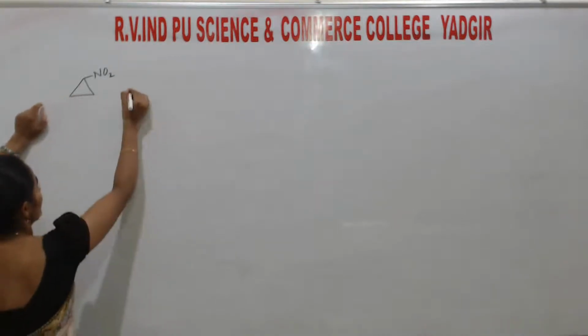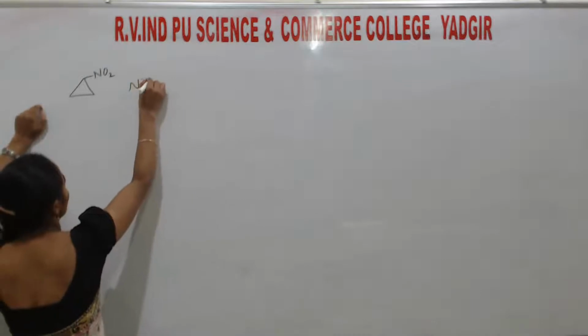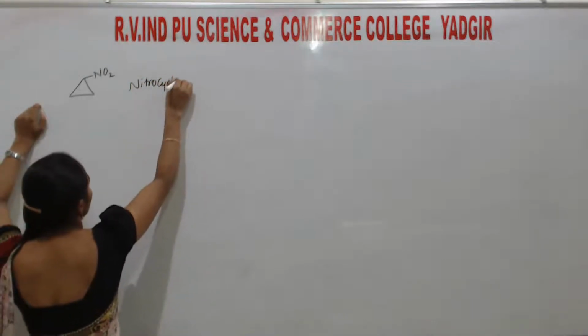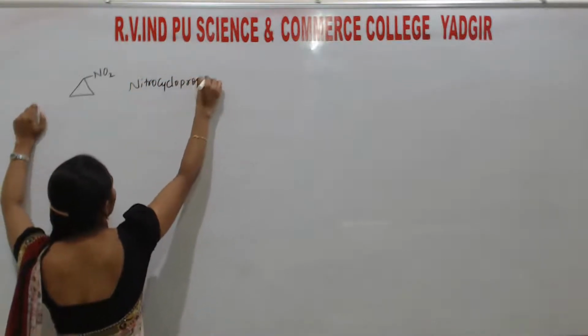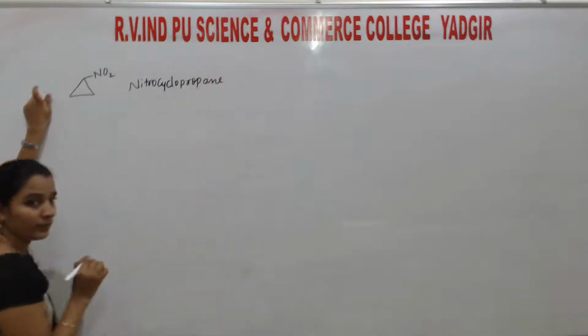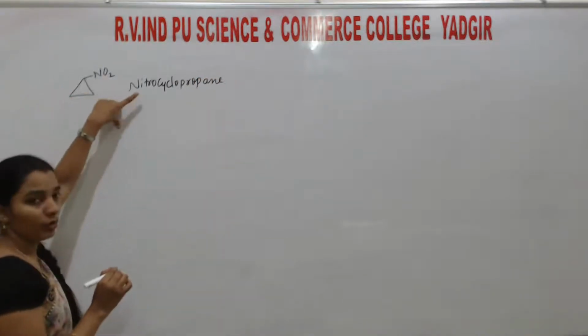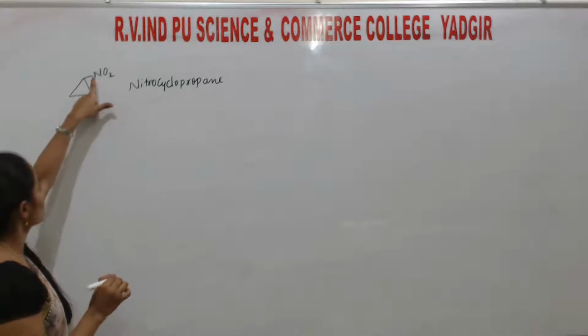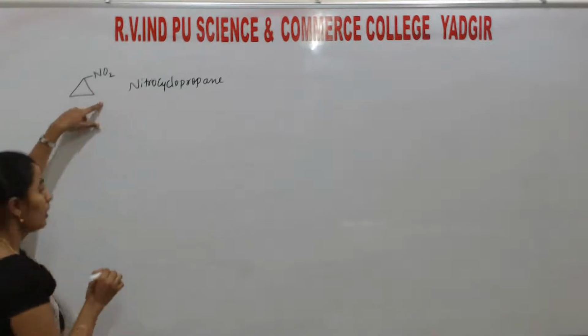Then it is nitrocyclopropane. Nitrocyclopropane. This is the functional group. This is the parent chain. Next.